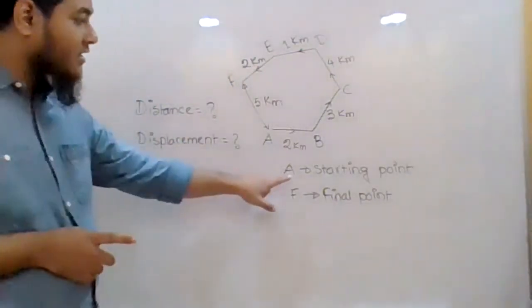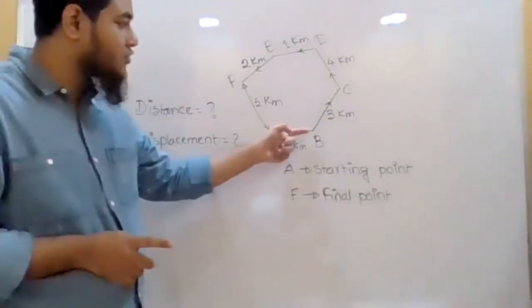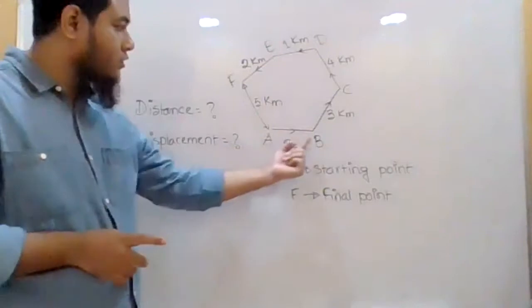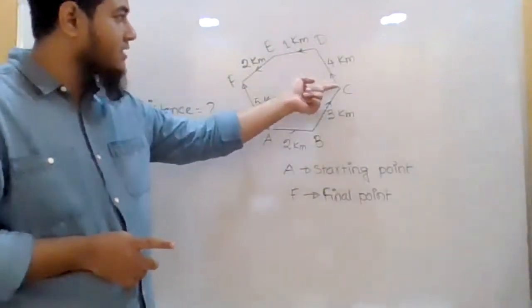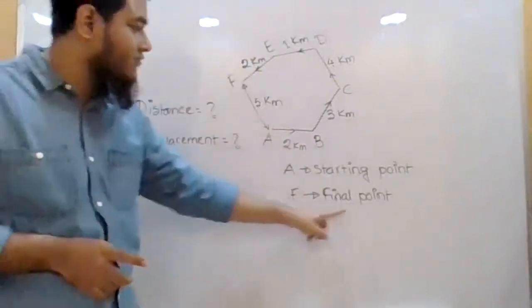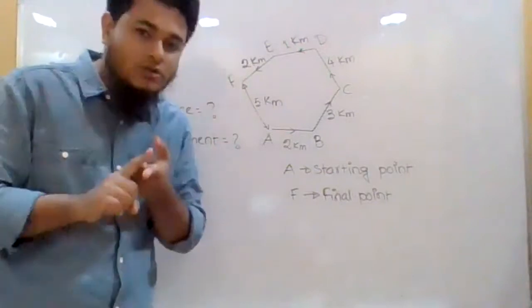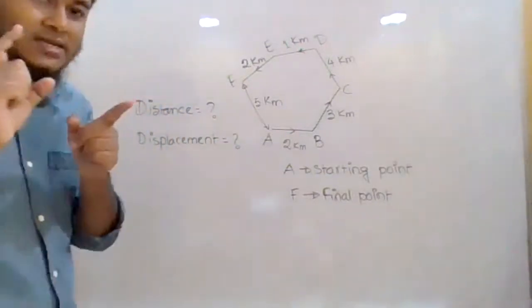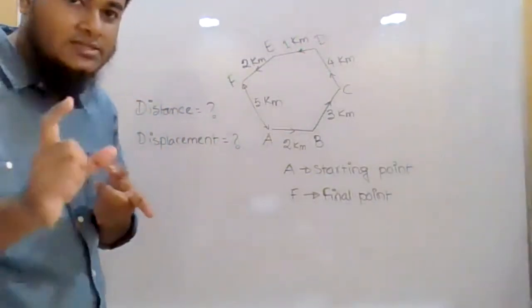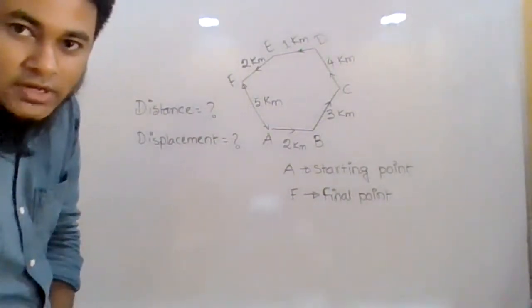As I have written here, A is the starting point. So from A, a person has started his journey. He went 2 kilometers to B, and then C, then C to D, then D to E, then E to F. F is the final point. He stopped here. Okay. So I want to know from you, what is the total distance covered and what is the displacement? I want to see how many of you raise your hand.